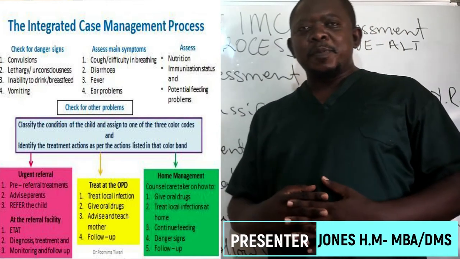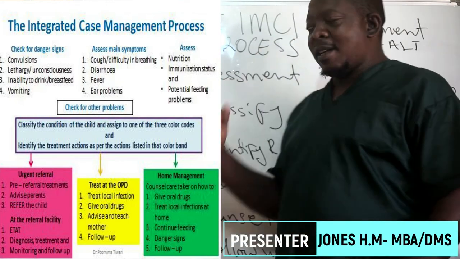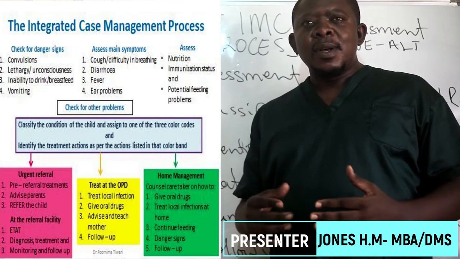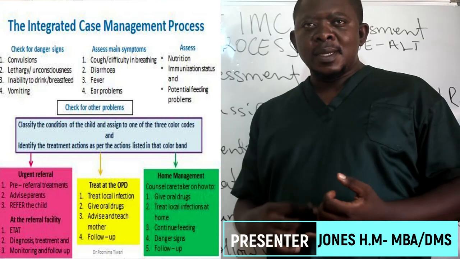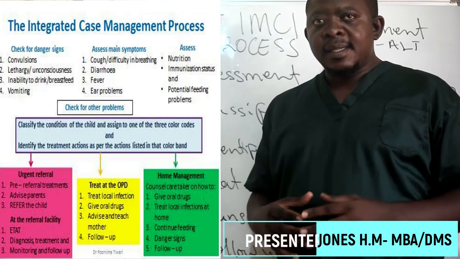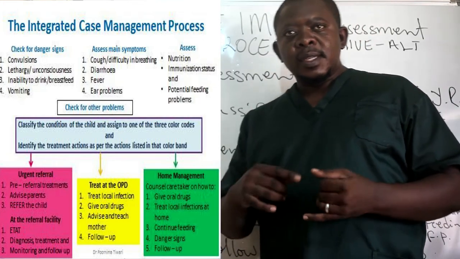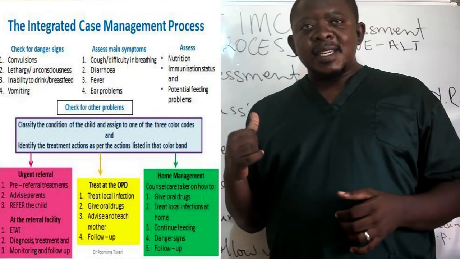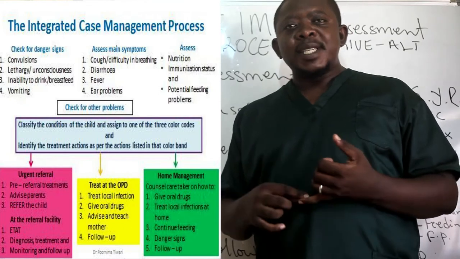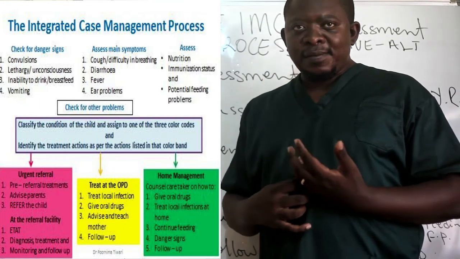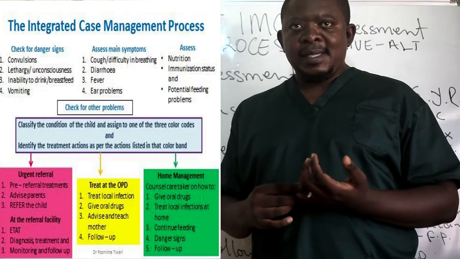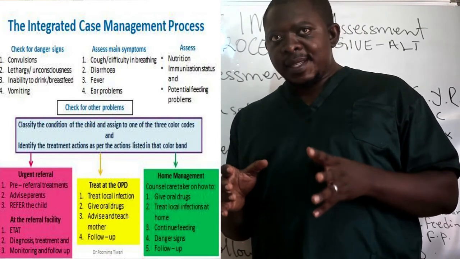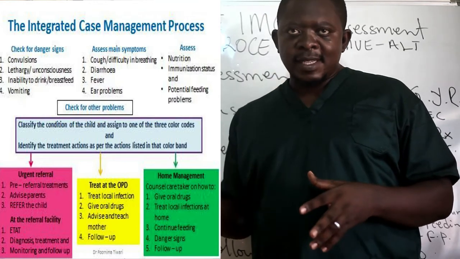Today we have come with the topic the IMCI process. IMCI simply stands for Integrated Management of Childhood Illness, or Illnesses, since there is not one, it's a lot of illnesses. The main aim of IMCI is to prevent morbidity and mortality of children that are below 5 years. IMCI basically looks at young infants and children between the age of 2 months to 5 years.